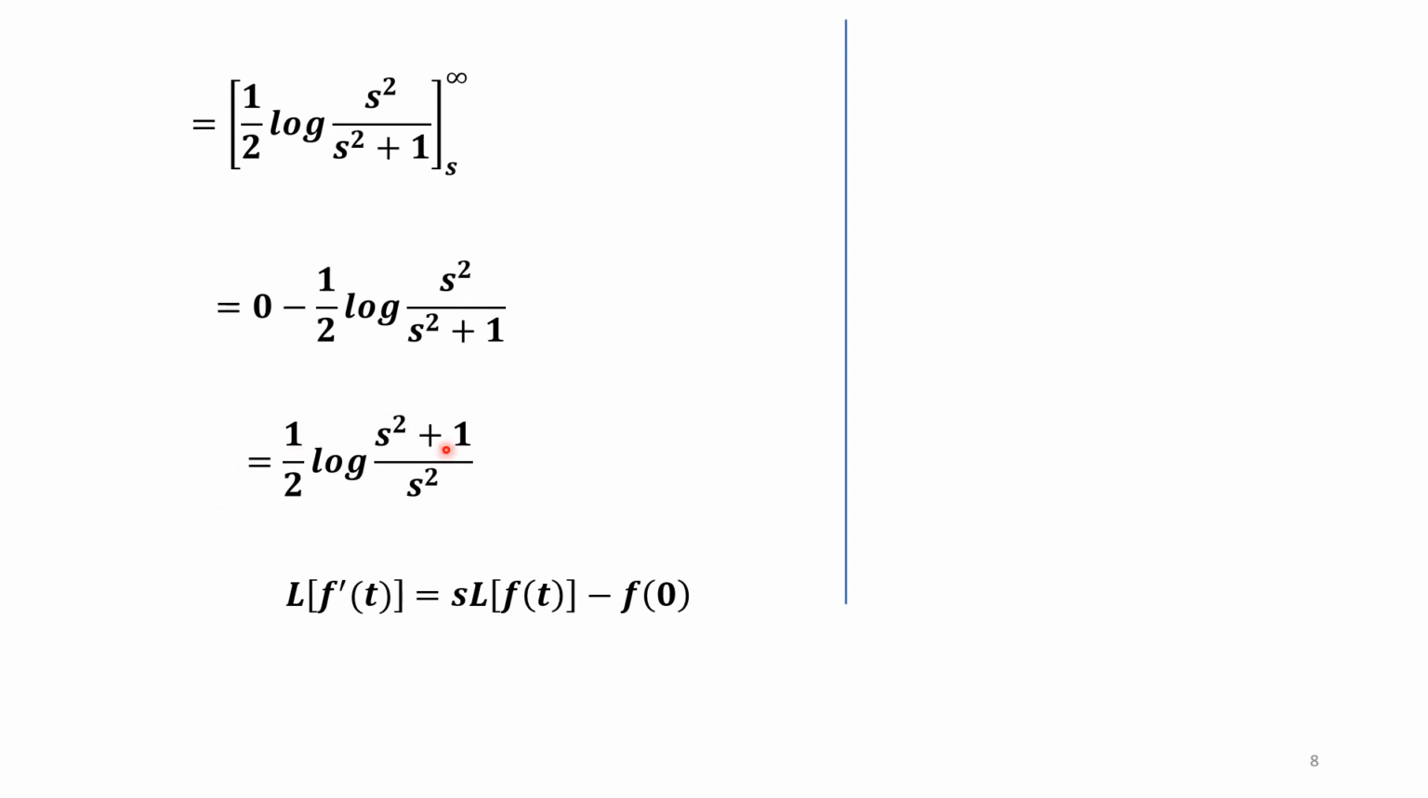What is f of t? We have taken (1 minus cos t) upon t. We have to calculate what is the value when t equals 0. So again, when we substitute t equal to 0, we will get 1 minus 1 upon 0, that is 0 by 0, which is again not defined.